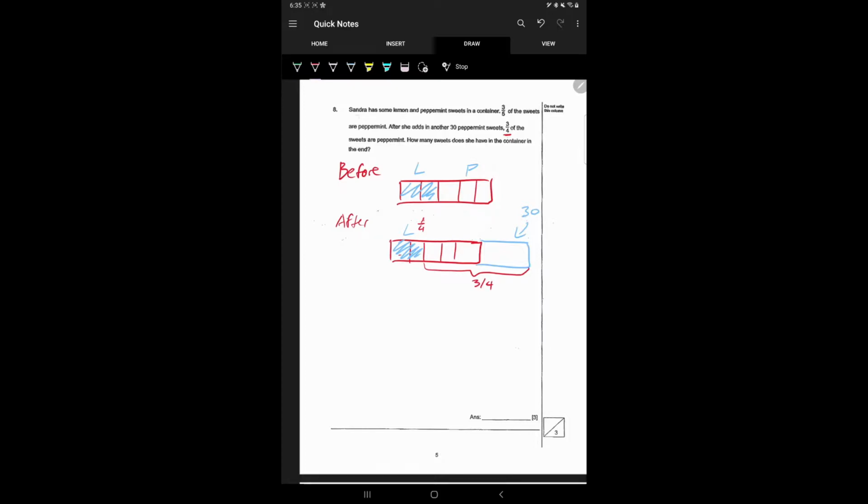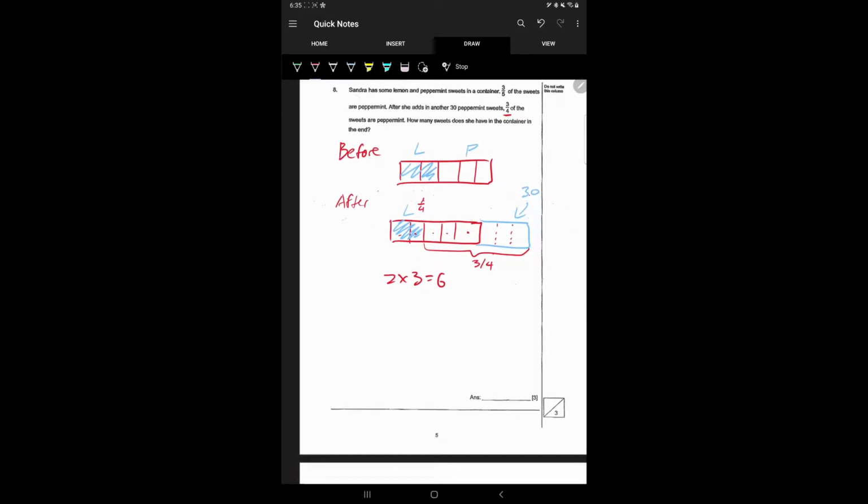So if 1/4 is 2 units, 3/4 will be how many units? 2 times 3 will be 6 units. So you got 1, 2, 3 here, which means 30 is just 3 more dividers here. So you know 30 is 3 units. 1 unit will be 30 divided by 3 equals to 10. So each box here is actually 10.